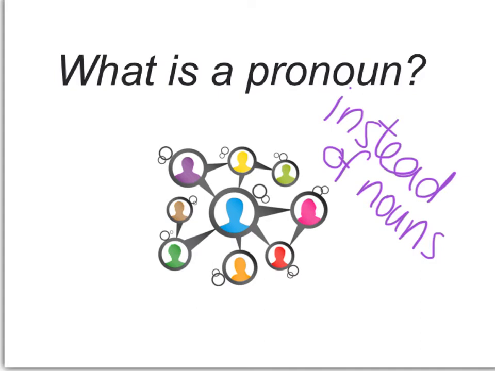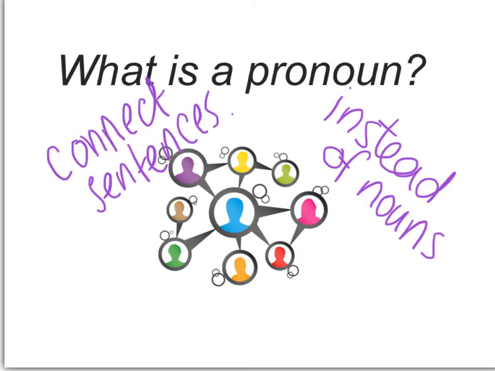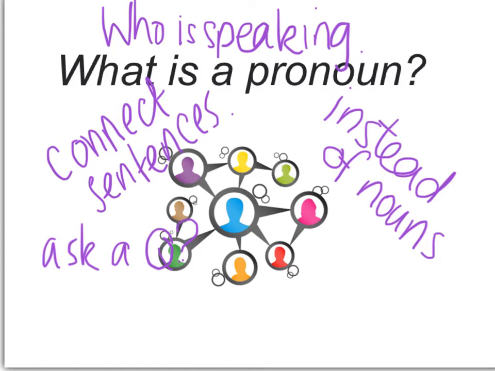We use them in sentences to connect the ideas. So you would introduce it with a noun and then swap the noun for a pronoun in the sentences after that. They can tell you ownership, who possesses the noun. They can ask a question, an interrogative pronoun. And they can also tell you who is talking. Is it someone who's talking about themselves, talking about someone else, or talking to someone else?